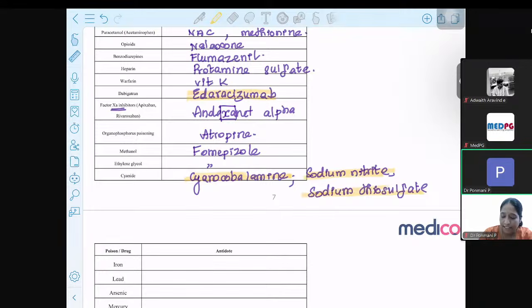I'm going to take a little time in this question because this antidote can be asked in two subjects. Either in pharmacology it can be asked, or in forensic it can be asked. So it is better you know the entire list of antidotes. That is why I'm giving a little more importance to this.